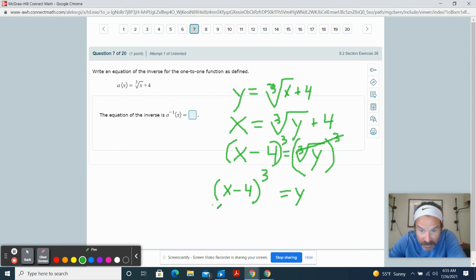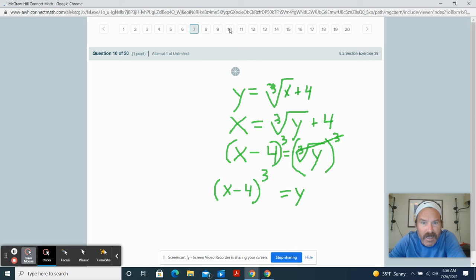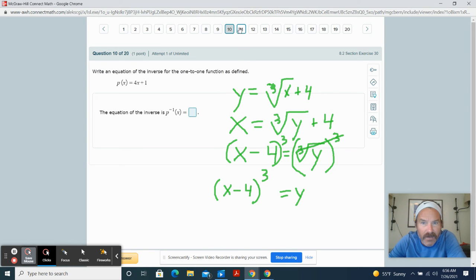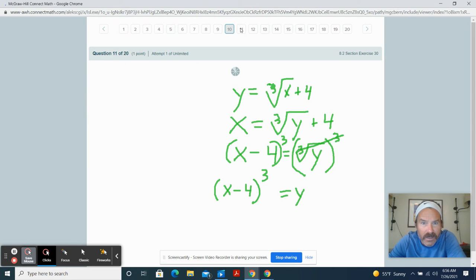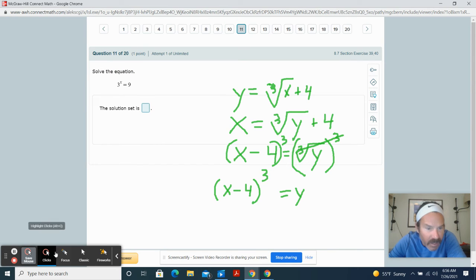And that's how to find your inverse. Okay, to get rid of a cubed root, we cube both sides. So that's what it's going to look like for the few problems up through, I think, number 10. And then starting on 11, it changes to exponential functions.